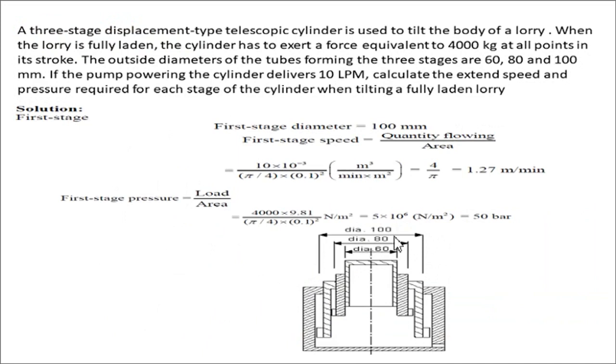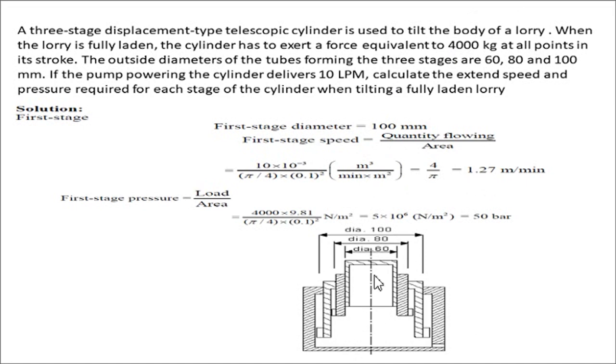A telescopic arrangement is there. It has 3 cylinders: outer diameter 100 mm, inner diameter 80 mm, and the innermost is 60 mm. They are lifting a load of 4000 kg during the cycle, and that particular truck has a discharge pump that delivers 10 liters per minute. So we need to find out the velocities at different stages of the complete motion of the telescopic cylinder.